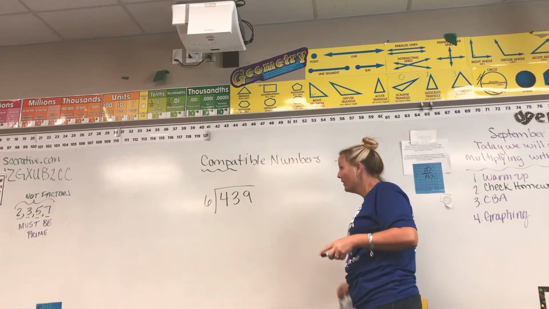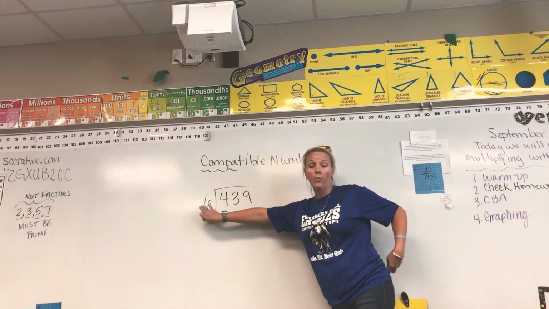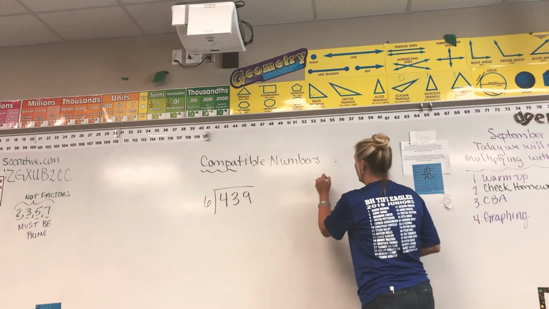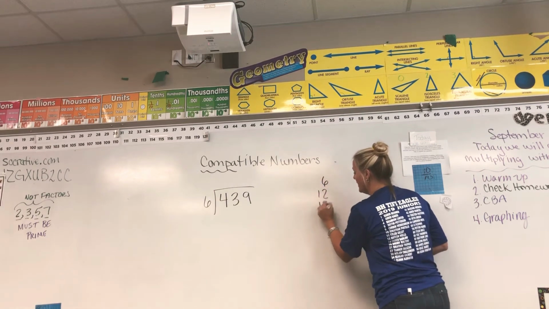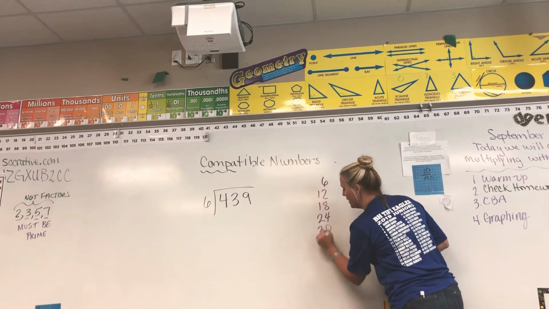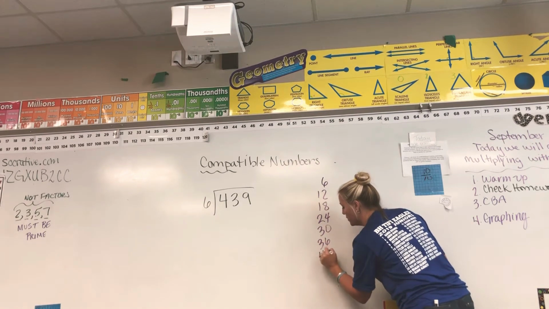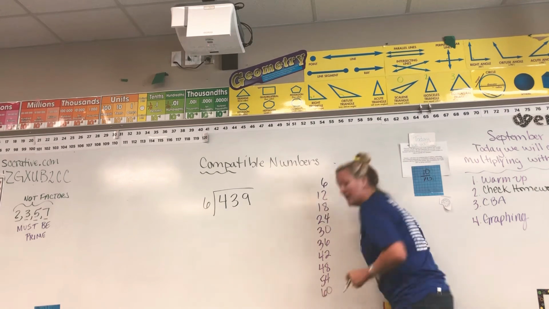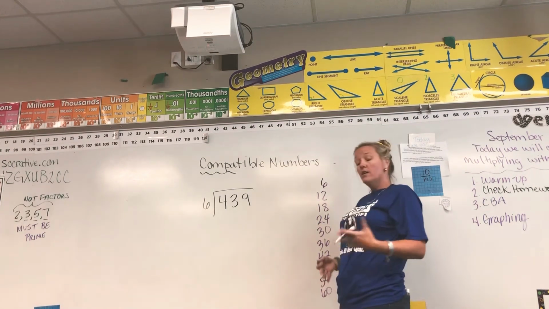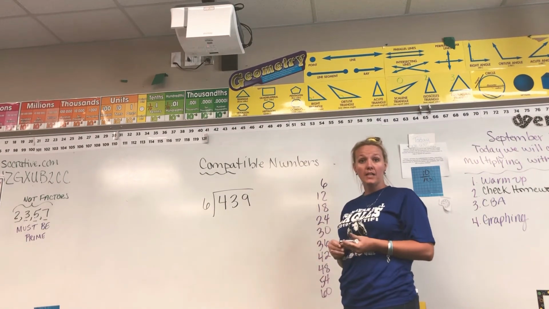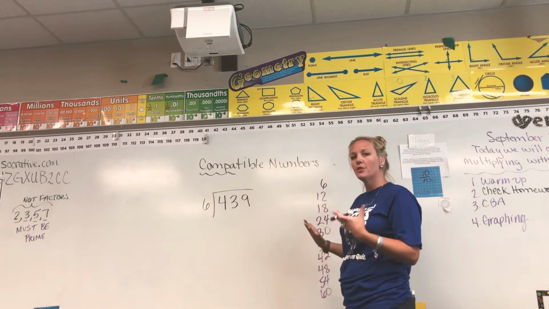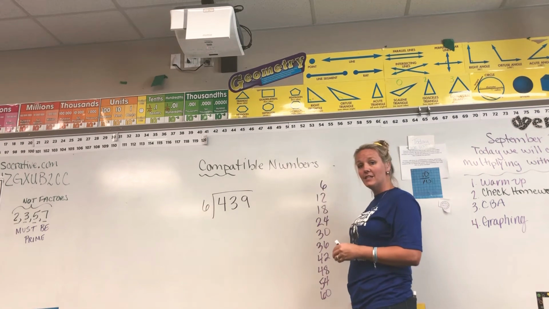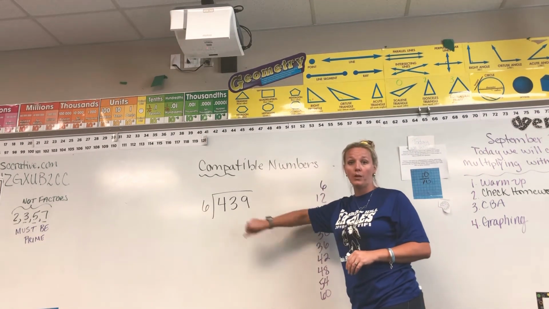All right, so compatible. Remember, it has to work well together. So we're going to think of what are numbers that work well with 6. Okay, so my 6's, right? 6, 12, 18, 24, 30, and 36, 42, 48, 54, and 60, right? Those are my first few multiples of 6. Those work well because they're the 6 fact families. Okay, so we're going to take these into consideration whenever we look at what we're going to round to.